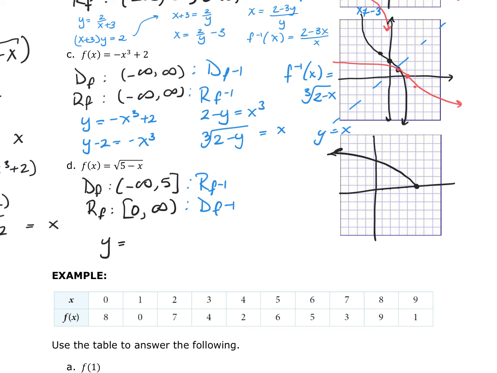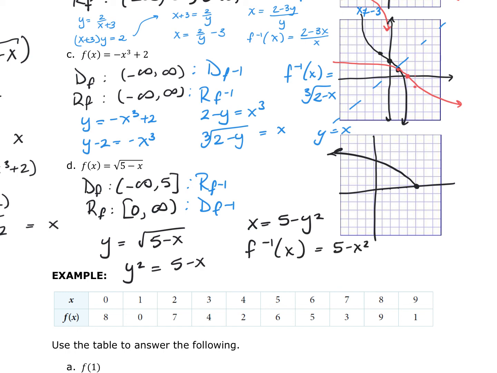y is equal to the square root of 5 minus x. Squaring both sides, I get y squared is 5 minus x. I'm going to bring x to the left, y to the right. So I have x is equal to 5 minus y squared. Hello, paying attention here. I have f inverse of x is equal to 5 minus x squared.